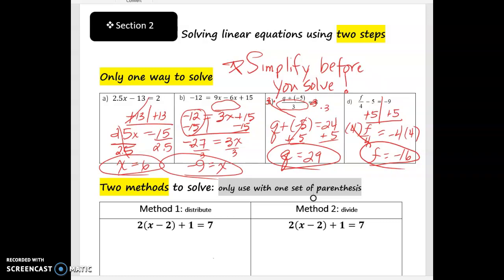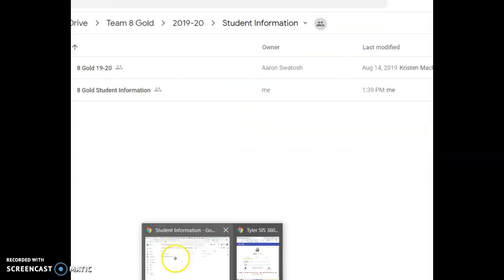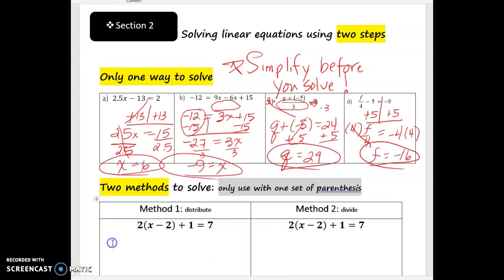All right, I'm going to go ahead and move on. So let's take a look at this next section. Sorry about that.